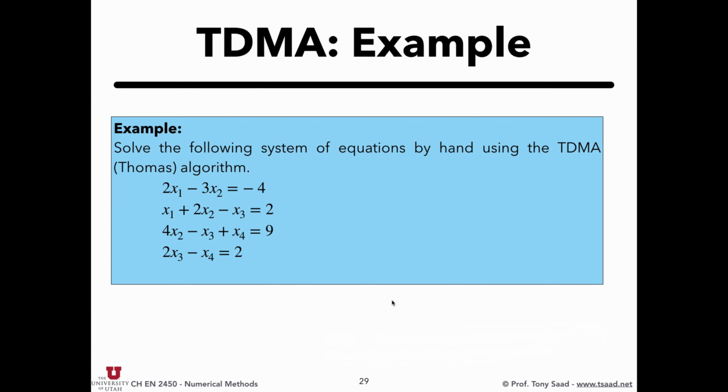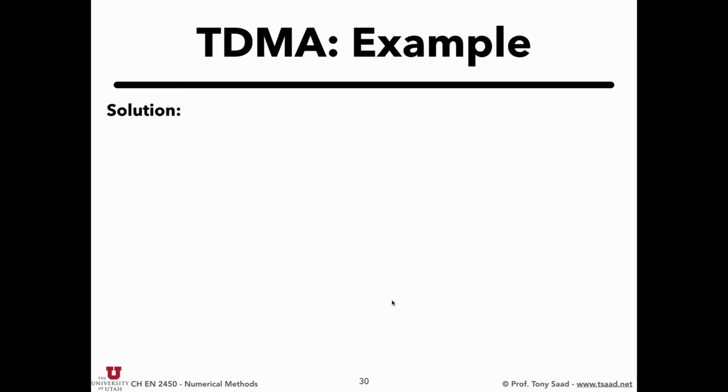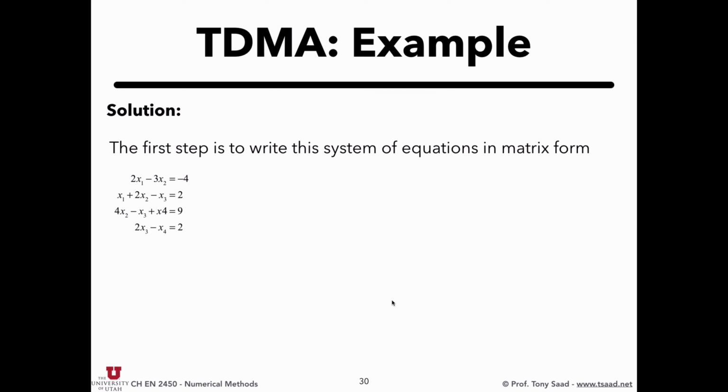Okay, let's do an example by hand. Eventually we're not going to do this by hand, but it's good to give you an illustration of how this works. The question is, solve the following system of equations by hand using the Thomas algorithm. You're given 2x1 minus 3x2 equal to minus 4, x1 plus 2x2 minus x3 equal to 2, etc. The first step is to write this system of equations in matrix form, and I'm going to leave the equations as is.